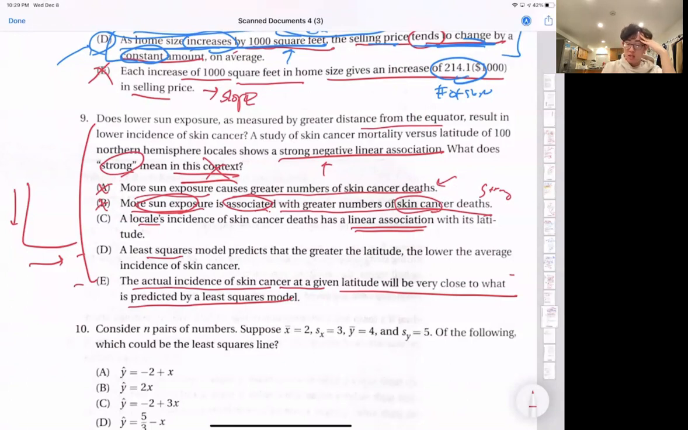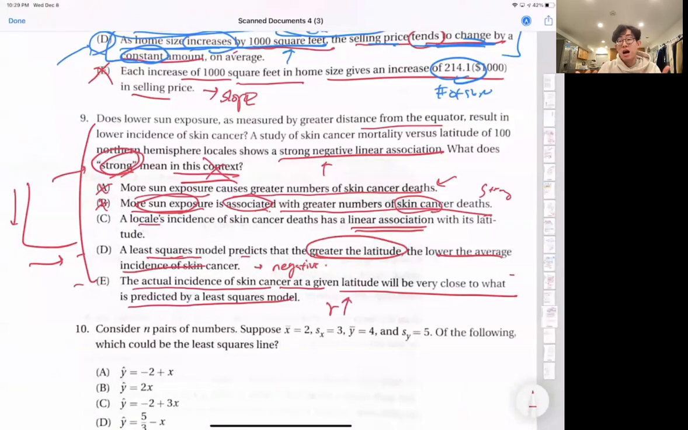D predicts what's going to happen, and this actually means negative. What does negative mean in terms of the context? Because if you read this carefully, the least squares regression model predicts that the greater the latitude, as one increases, the other decreases. So that is talking about the negative relationship between the two. When we're talking about the strength, because we're talking about what the strong means in the context, you've got to be careful. The strong means that the dots are very close to the line. Like the R value is very high.